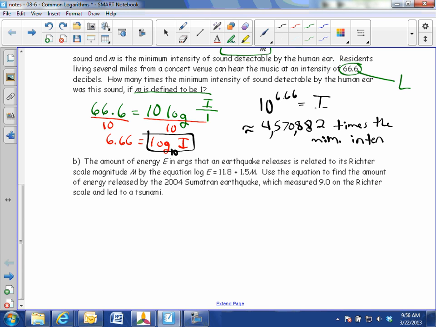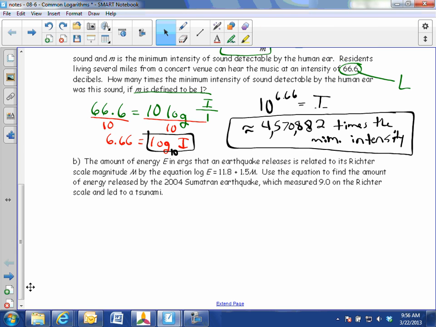Alright, that's pretty easy if they just give you a formula. Wait, what does that say? Times the minimum intensity. That's what they're asking: how many times the minimum intensity of sound? This is how many times. Okay. So that's loud. Even if they are several miles away from the concert, it's still pretty loud. Ugh, I wouldn't like it there.